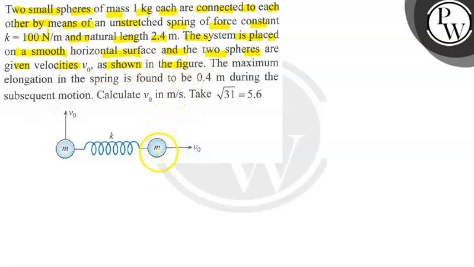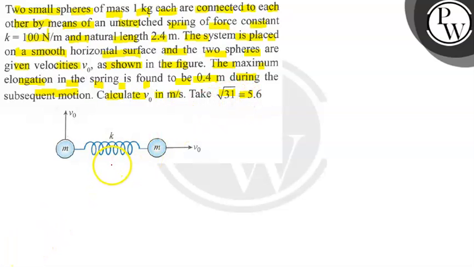The first sphere, suppose, is given velocity along the y axis, and another sphere m2 is given velocity along the positive x axis. Then they are asking about the maximum elongation of the spring, which is given as 0.4 meter during the subsequent motion. And we have to calculate the value of v0 in meters per second. We have to take root 31 equals 5.6.